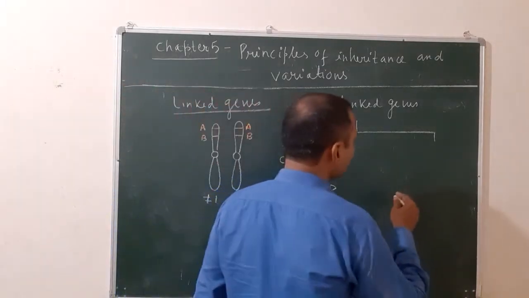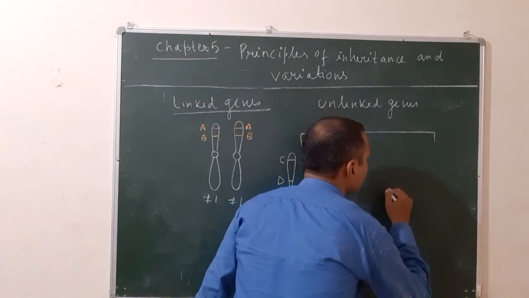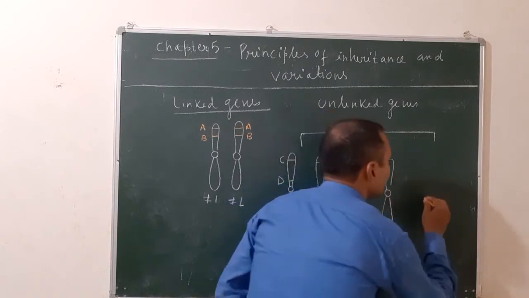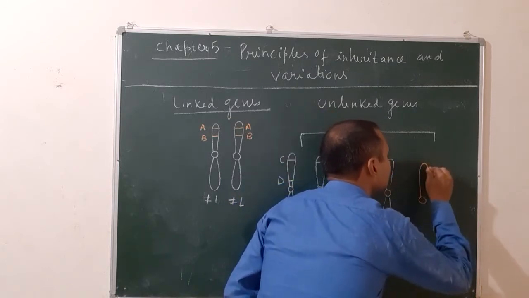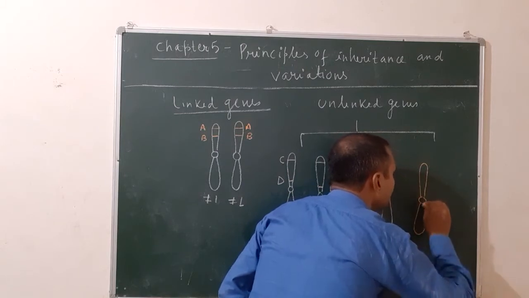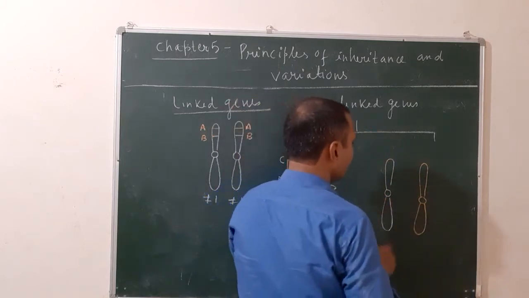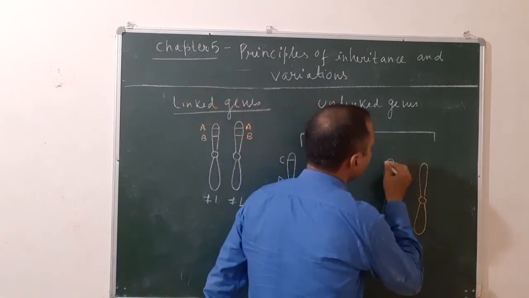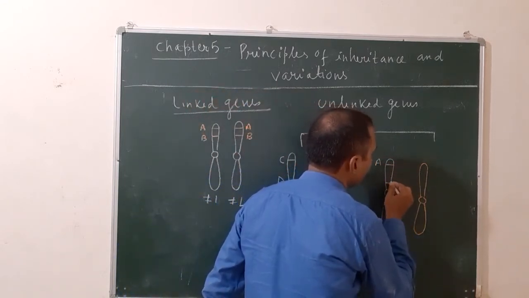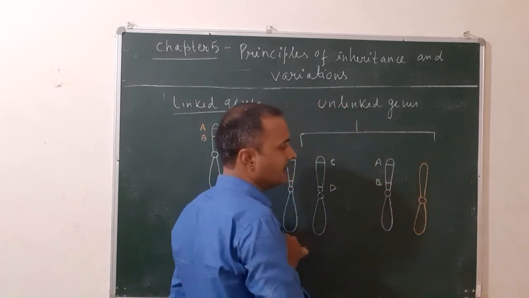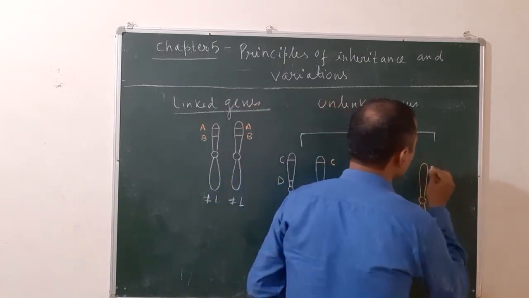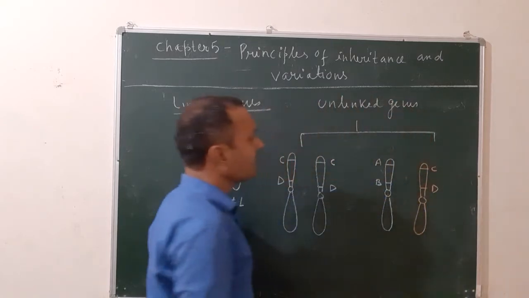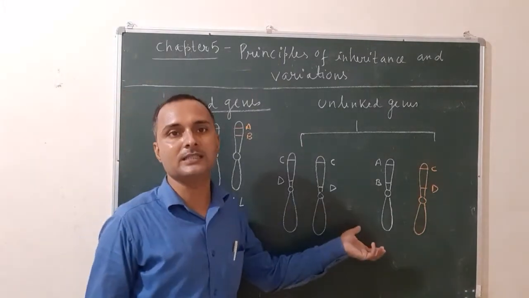And the second definition: the genes that are present on different chromosomes and located distantly are known as unlinked genes. For example, suppose this is the first chromosome, with capital A and capital B. This chromosome contains A and B genes, and the second one contains C and D genes. Such genes are known as unlinked genes.